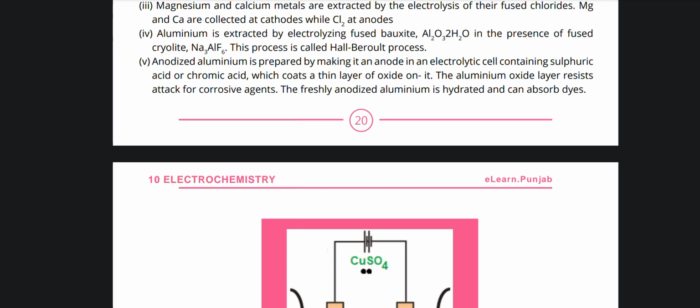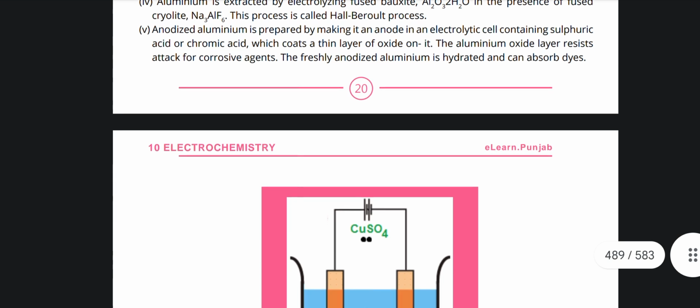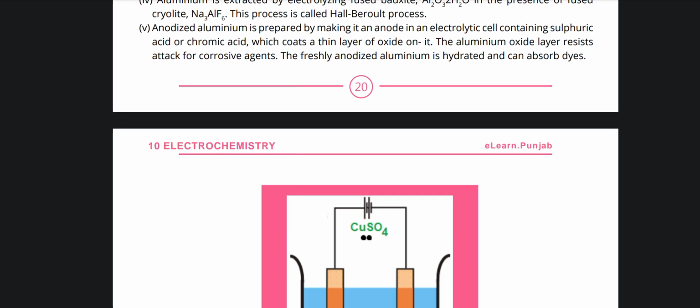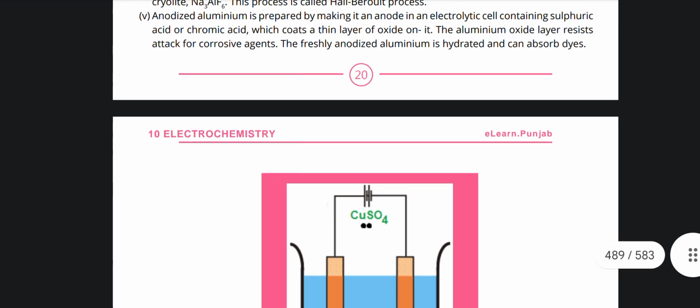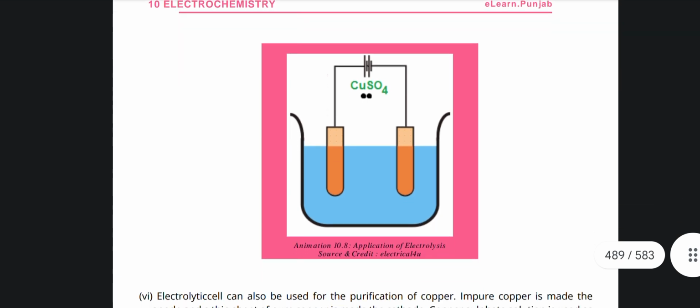Anodized aluminium is prepared by making it an anode in the electrolytic cell containing sulfuric acid or chromic acid, which coats a thin layer of oxide on it, and the aluminum oxide layer resists attack from corrosive agents. A freshly anodized aluminum is hydrated and can absorb dyes.